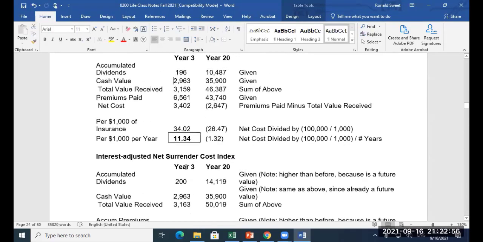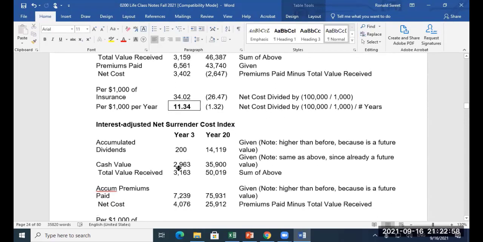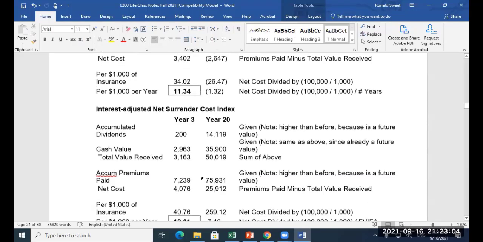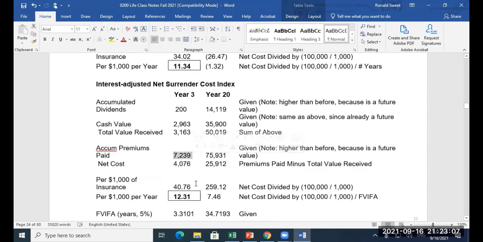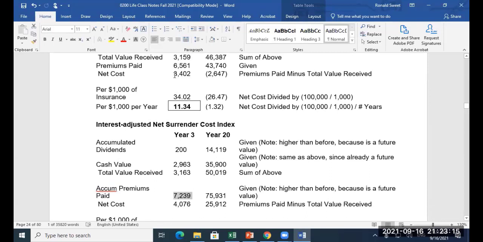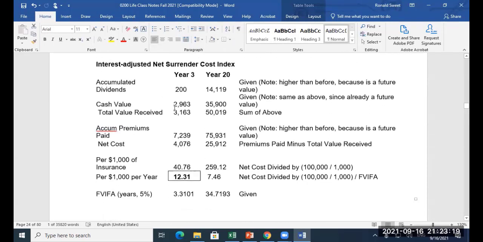Why is the cash value the same? Because that is the future value at the end of year 3. That's what you would get in year 3. So it's already a future value number. We do the same thing with the premiums. What would be the future value of the premiums if we had used 5%? So that would have been, instead of 3402, I'm sorry, 6561, that would have been 7239.